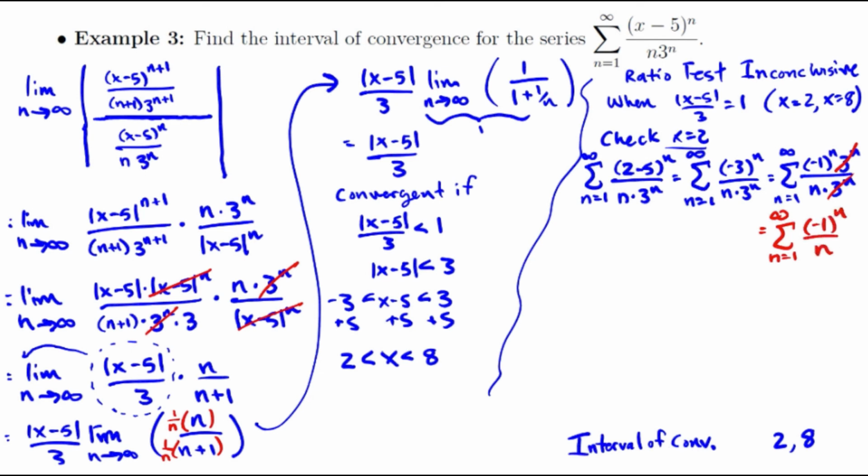And I'm not going to go through the detail work here, partially because I'm out of space, but remember that this guy is an alternating series. The limit of 1 over n is 0, and each term gets smaller and smaller. So this is convergent by the alternating series test.